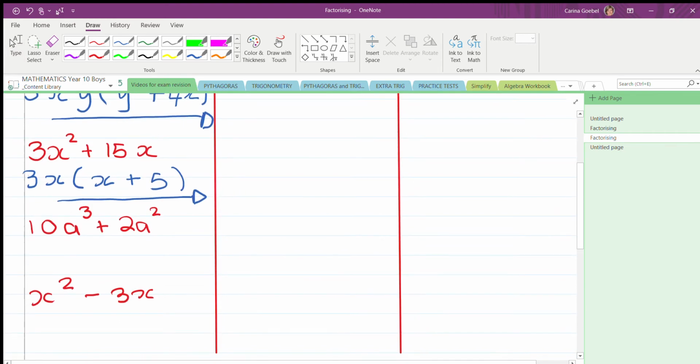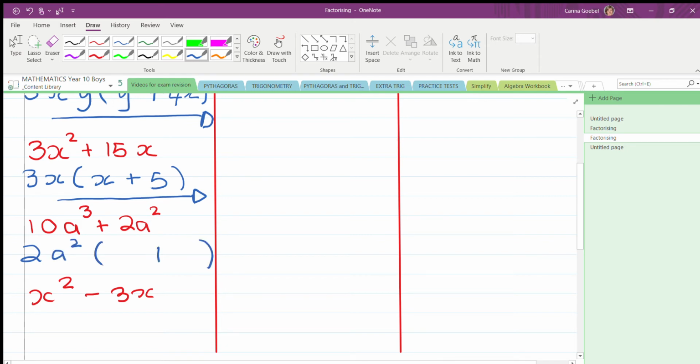Okay, let's look at the next one. 2 common and a squared. Put down your bracket, put your sign in. 10 divided by 2 gives you 5, and you need an a. Now you'll notice here that your common factor is the same as that term, so that means you're just going to multiply it by 1. So 2a squared times by 1 will give you 2a squared.